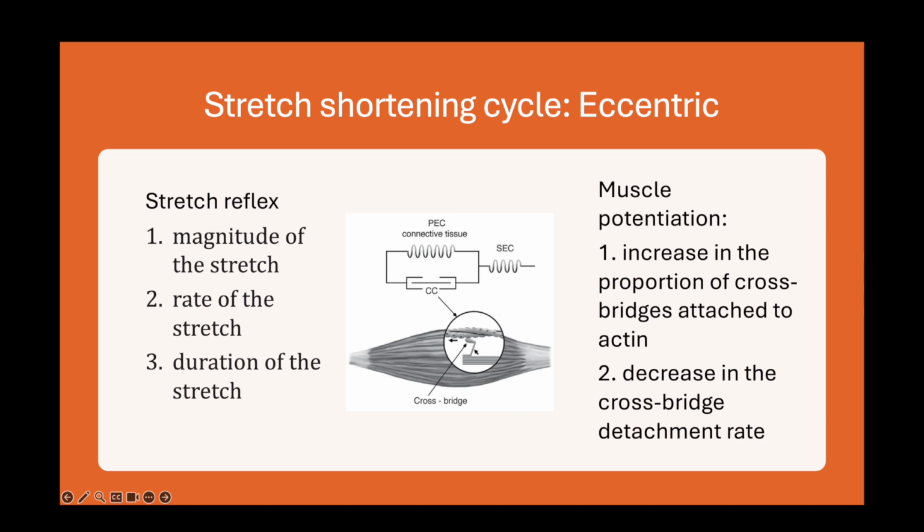And this stretch reflex creates something called potentiation. I'm going to talk a little bit about potentiation later, but it's pretty much an increase in cross bridges attached and a decrease in cross bridges detached. This is one of the theories for why the stretch creates that stronger concentric action.